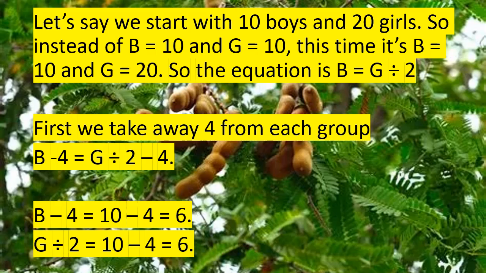And then the next step, we take away 4 from each group. So we have B minus 4 equals G divided by 2 minus 4. So B minus 4 is 10 minus 4, so that equals 6. G divided by 2 is 10. Minus 4 is 6. So yes, they are still equal.